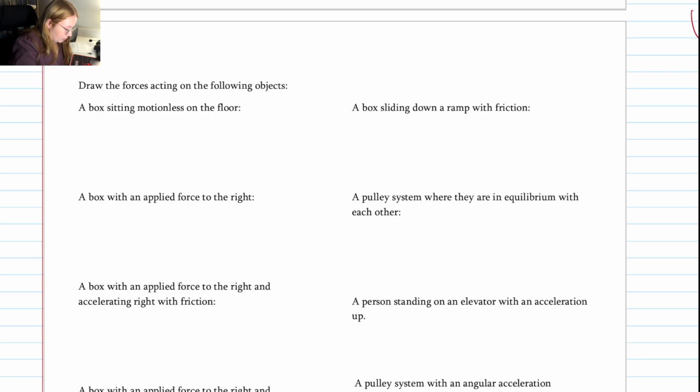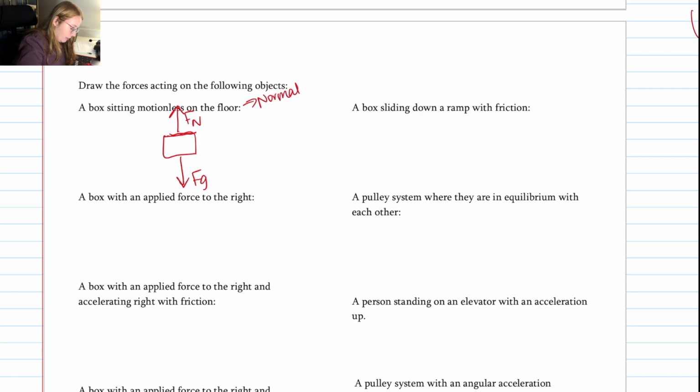A box sitting motionless on the floor. So you can draw a box or a dot, but we'd have the force of gravity. And then if it's sitting motionless, you should have a normal force pointing straight up and be equal in value. So these two forces are typically always there. Normal force is anytime it's sitting on something. So if a box is sitting motionless on the floor gives it that normal force.